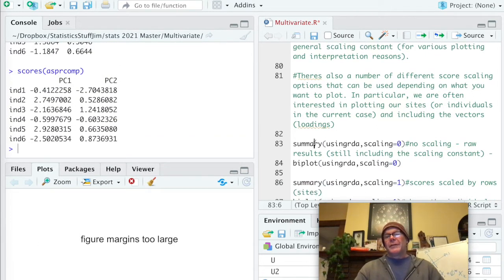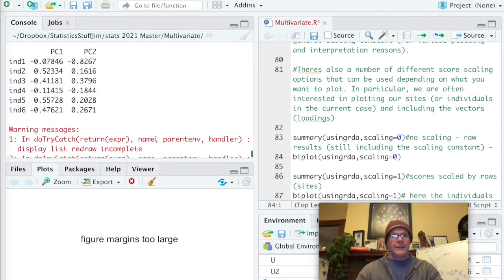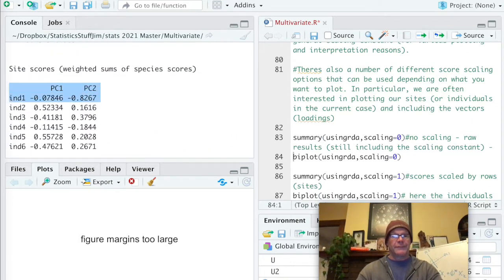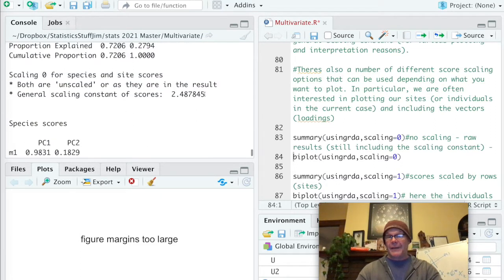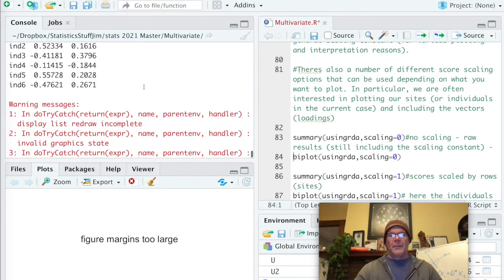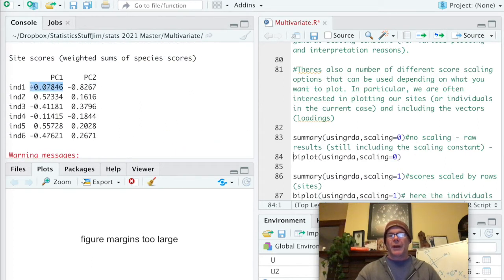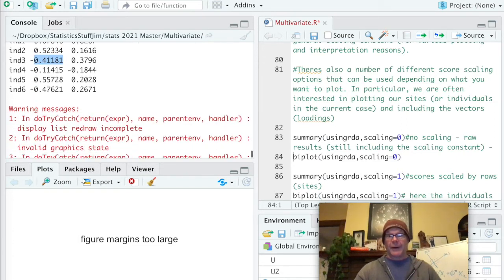So first, let's just think about using that summary function. If I were to use the summary function and do a summary on that object that I created with the RDA function, and I said scaling equals 0, that's going to do no scaling at all on my scores, on my site scores. Okay. There still is a constant behind the scenes that is going to affect it, so they're not going to be the exact same values as if you use the prcomp function. But the site scores themselves are entirely unscaled. And so, yeah, let's hold that thought.